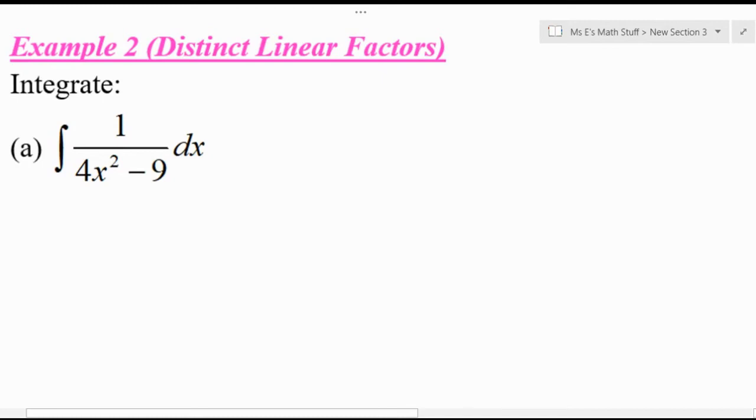All right, my friends, let's take a look here at part A. So I'm just going to do the partial fraction decomposition off to the side, and then when I'm done, I'll replace 1 over 4x squared minus 9 with what I get. So remember, step 1 is factor the denominator.